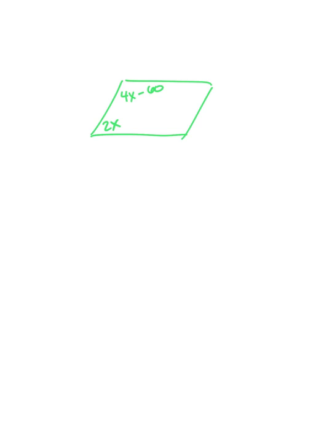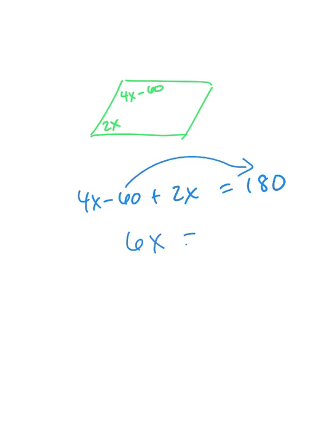Since the two consecutive angles add up to 180, what we have to set up is 4x minus 60 plus 2x equals 180. We add 60 over here. We get 6x equals 240. We divide by 6, and we have x equals 40, I believe.